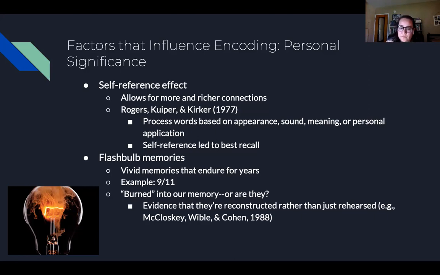And so there's this idea, theoretically, that they're burned into our minds, but we've actually seen some evidence that these flashbulb memories, like all of our other memories, are reconstructed. We reassemble them every time we think about them, rather than rehearsing them verbatim, pulling them out exactly as they were.